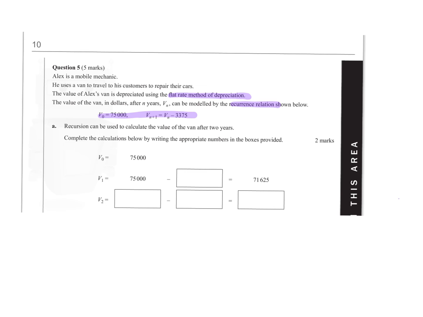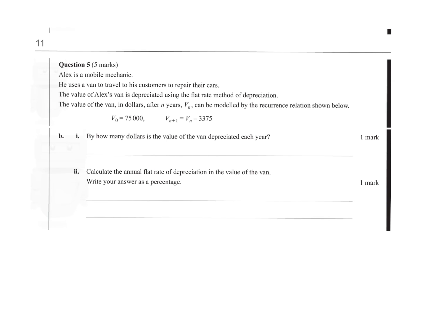So in this first box here, what are we subtracting? 3,375. Okay, and then what's in the first box? Yeah, 625 minus 3375, and what does that equal? What was it? Beautiful.